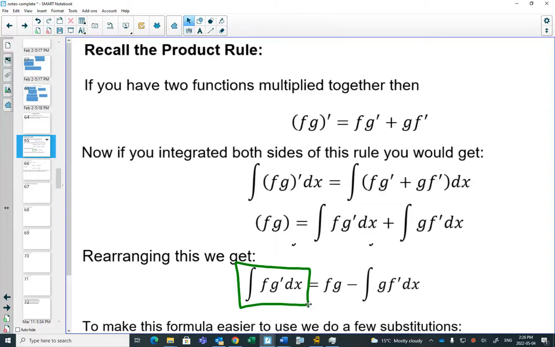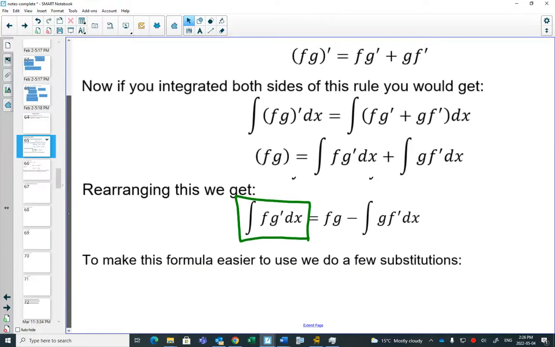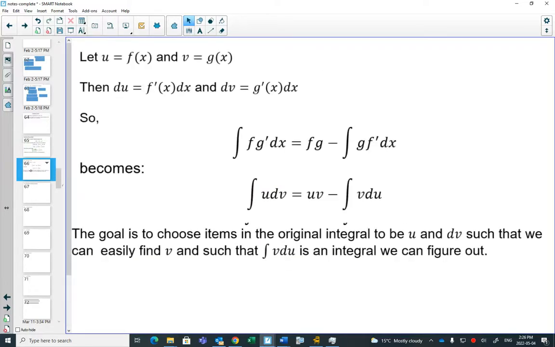Now, this is in function notation with f and g. We generally use u's and v's. So we're going to let u equal f of x and v equal g of x. What happens to this is, check this out, if u equals f of x, then du/dx would equal f prime of x.